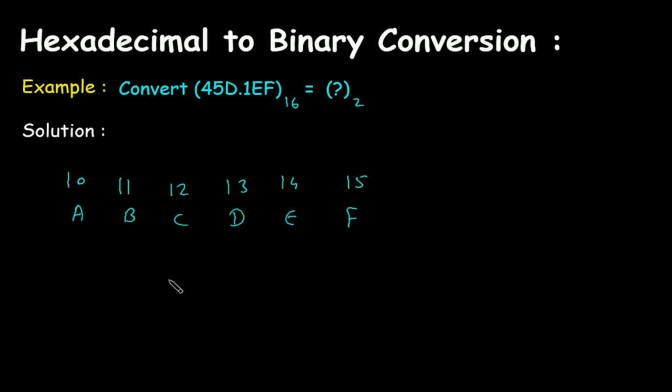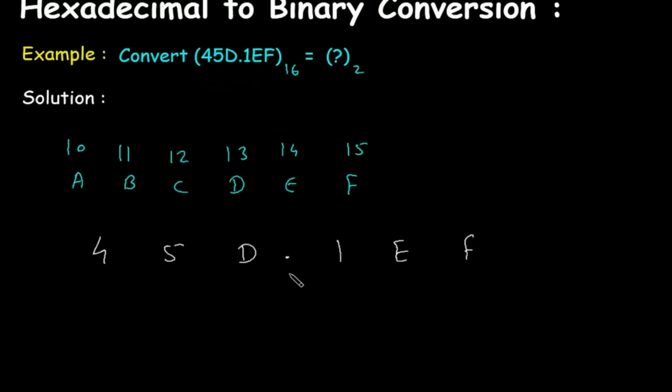Now we will write this: 4, 5, D, point, 1, E, F. Now here we can see it is D. D means 13. Here it is E, that means it is 14. Here it is F, this means it is 15.